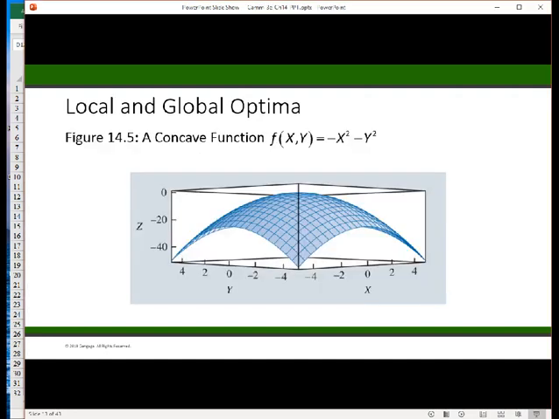So for maxima, we're usually looking at something like a concave function. That's a function that is a bowl kind of turned upside down. And the maximum value is the point at the very top of the bowl. In general, if all the squared terms in a quadratic function have a negative coefficient and there are no covariant or cross product terms, such as x times y, the function is going to be concave.